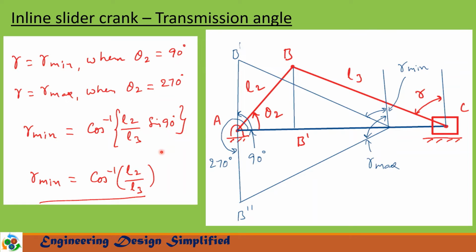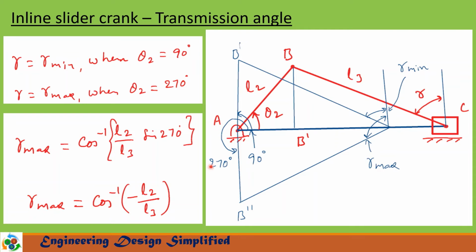So minimum transmission angle will occur when theta 2 is 90 degrees. So let us substitute theta 2 equal to 90 degrees in this equation. So we get gamma minimum, that is minimum transmission angle, equal to cos inverse L2 by L3. So this is the minimum transmission angle when theta 2 is 90 degrees. Similarly, maximum transmission angle will occur when theta 2 is 270 degrees. So let us substitute theta 2 equal to 270 degrees in this equation. We get gamma max, that is maximum transmission angle, equal to cos inverse minus L2 by L3. So this is the maximum transmission angle from this point to this point.